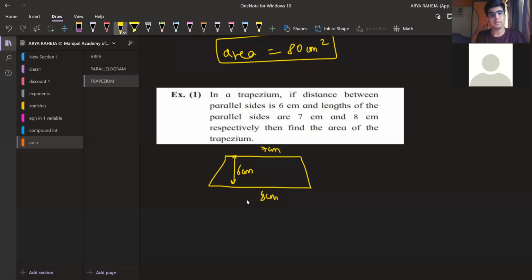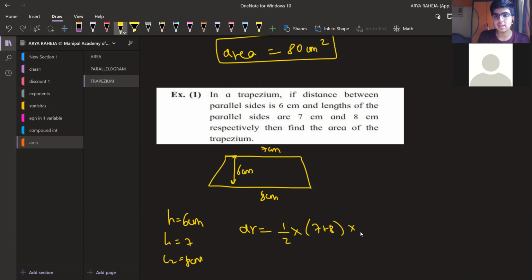Then find the area of the trapezium. So it's simple, right? Half into the sum of the lengths of the parallel sides multiplied by the height. So the height becomes 6, length 1 becomes 7, and length 2 is 8. So area is equal to half into the sum of the parallel sides multiplied by the height.